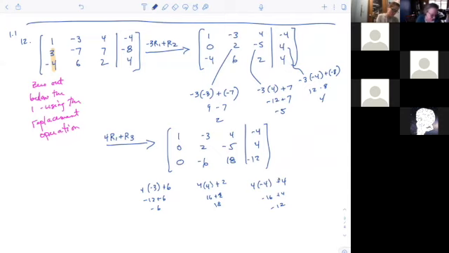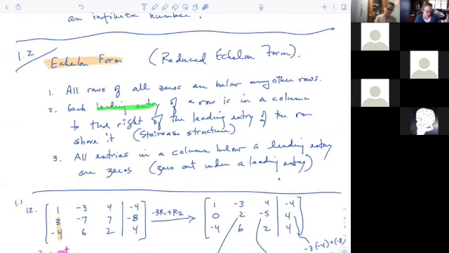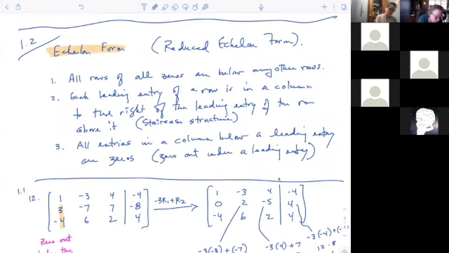So we've accomplished zeroing out underneath that leading entry there. I guess I should go back up here. It uses this term leading entry. So I'm going to go back up here and say a leading entry is the first non-zero entry in a row.